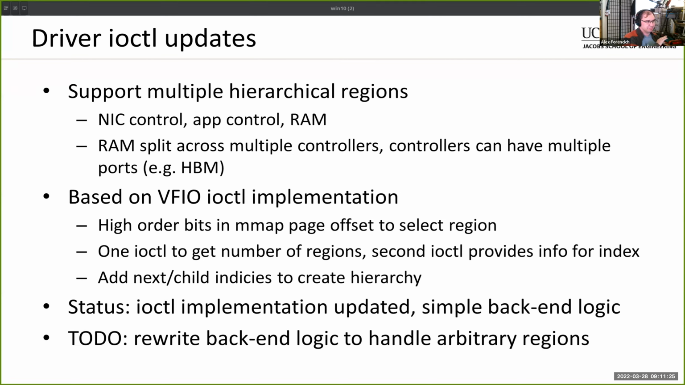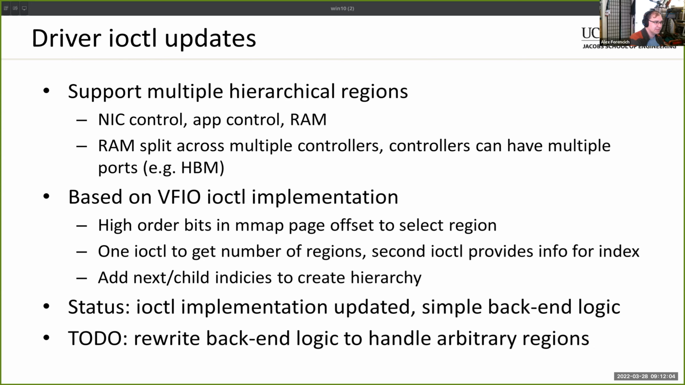Okay, so the IOCTL implementation itself has been updated, but the backend logic right now is extremely simple. It only supports the NIC control, app control, and RAM bars. The to-do at some point is to rewrite this to handle arbitrary regions. And the idea is we'll have some structures to define the regions that will be set up and registered at some point. And then this IOCTL will just look at that when the user space software requests information about a particular region. So yeah, not a big deal, but that's how that's been looking, and that's coming together nicely.